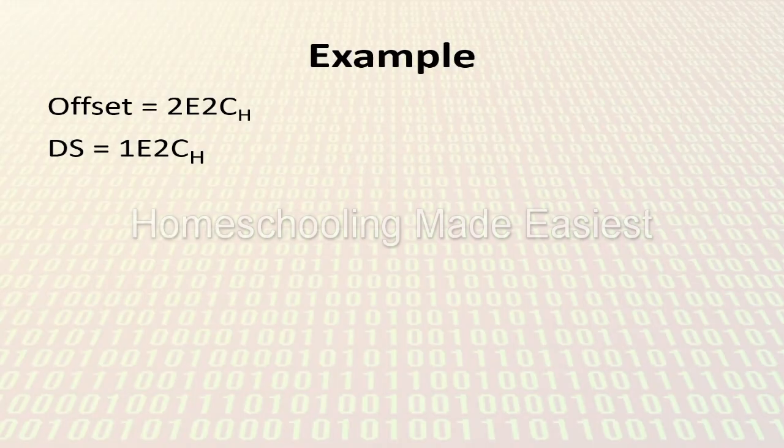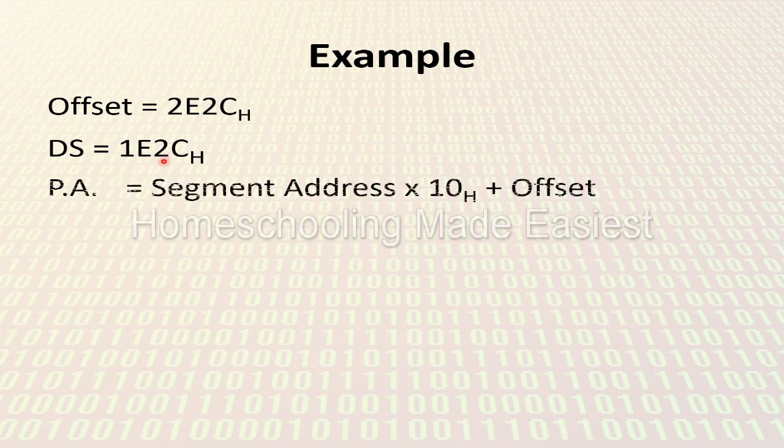Okay, so from the problem, these are the values that we will be using. The offset is this value and the segment address is this. So the formula now is segment address multiplied by 10 hexadecimal plus the offset. So we just substitute these values into our formula. So the segment address is 1E2C, and then we multiply it by 10 plus the offset, which is 2E2C. So we just do the math.